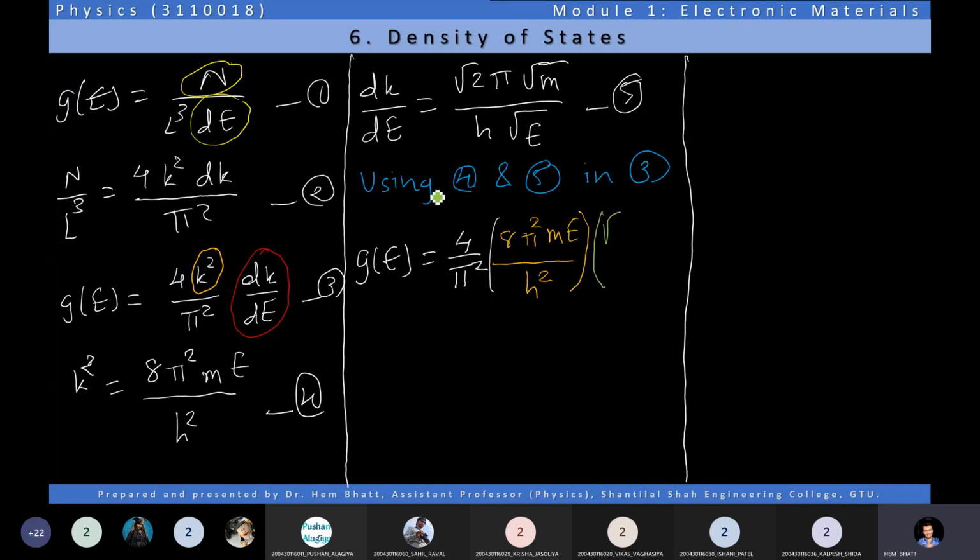That is root 2 pi root m h by root e. Now write down this equation in your book.